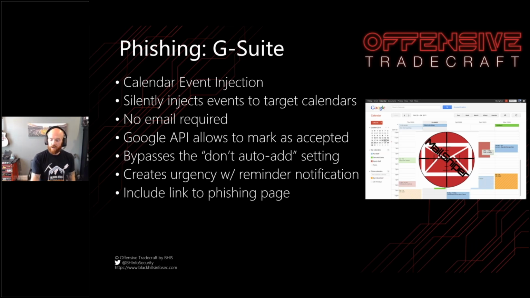So you get this alert on your phone, and it says, hey, you have this urgent meeting with your boss, and you're like, oh man, I didn't realize that I had this. I better check the agenda that's attached to it real quick. We created a link to an agenda that is basically just a link to our EvilGinx2 phishing page, and it creates that urgency, creates that notification, so that we can phish them.